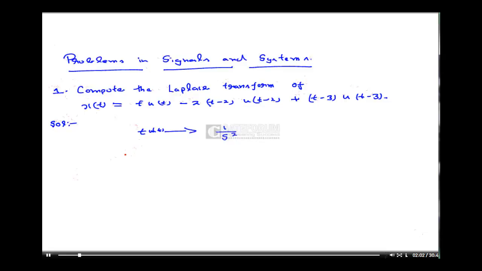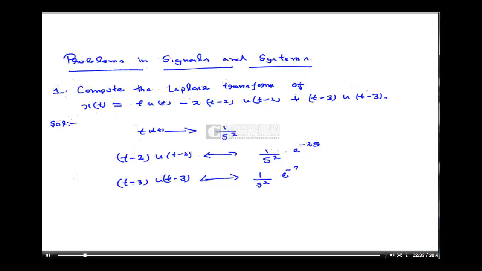Now, if I shift in time by 2 seconds, then my Laplace transform will be 1 over s square e to the power minus 2s. If I shift in time by 3, then I have the Laplace transform 1 over s square e to the power minus 3s. Let this be equation number 1, this be equation number 2, and this be equation number 3.